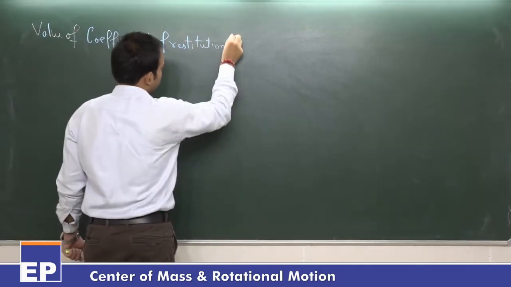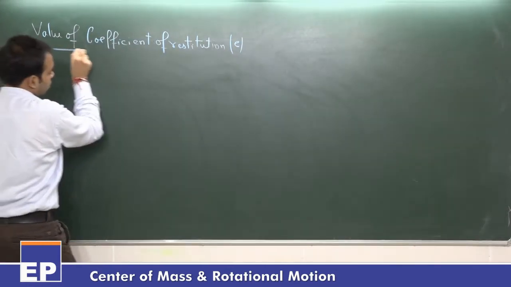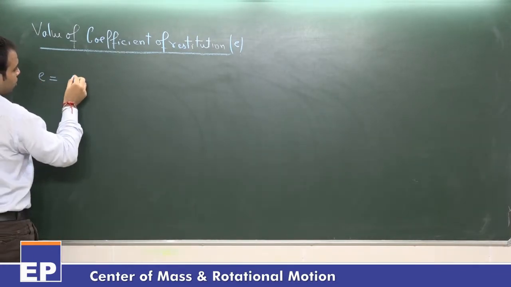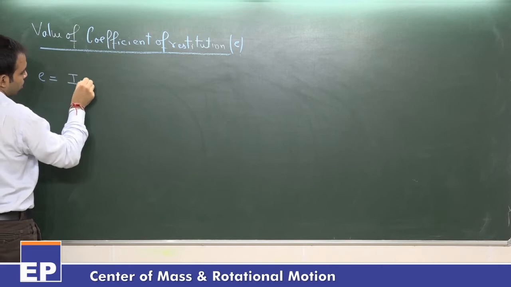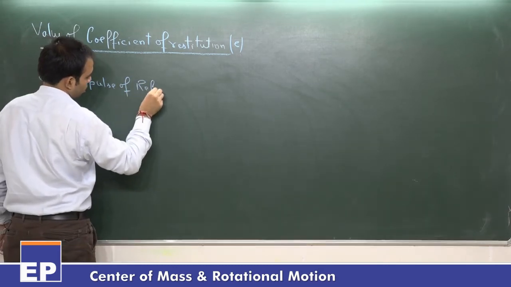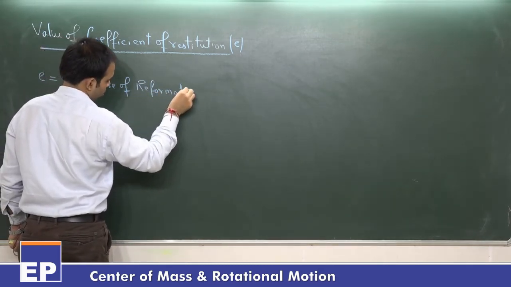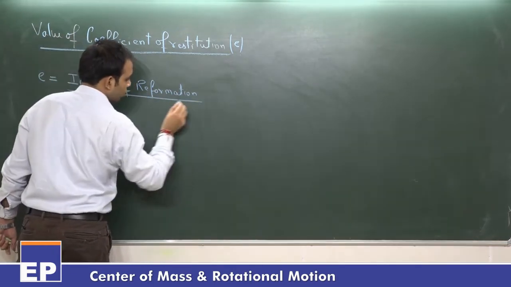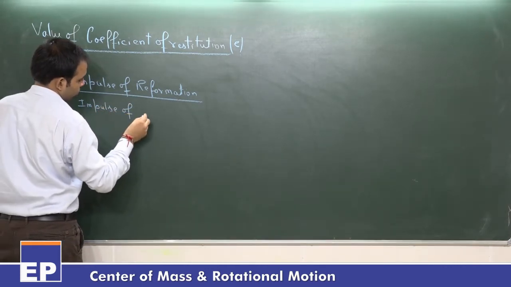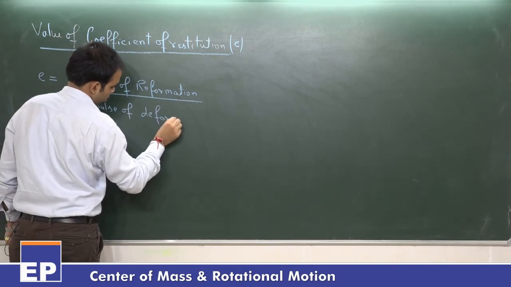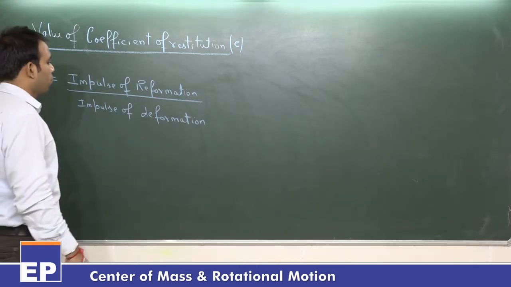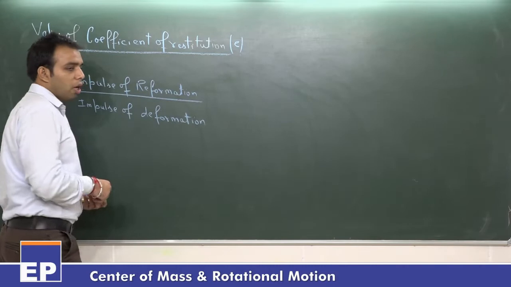Value of the coefficient of restitution, that is E. Look, what was the value of E? E is the impulse of reformation divided by the impulse of deformation.